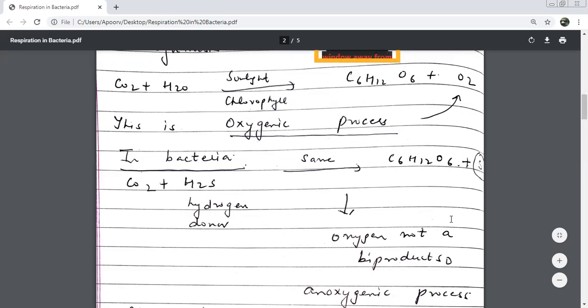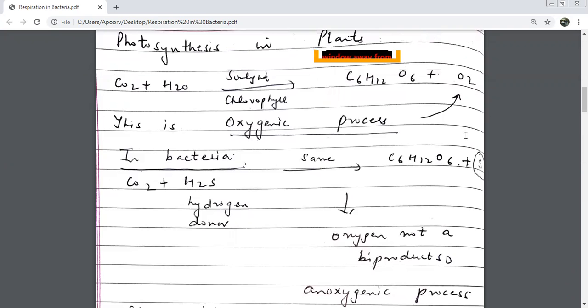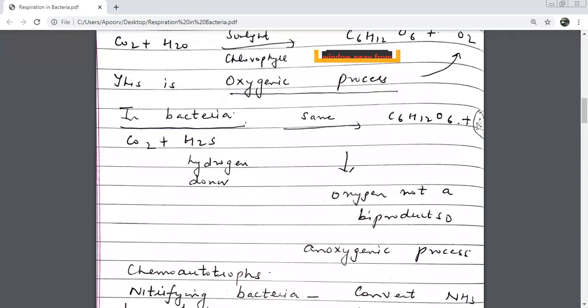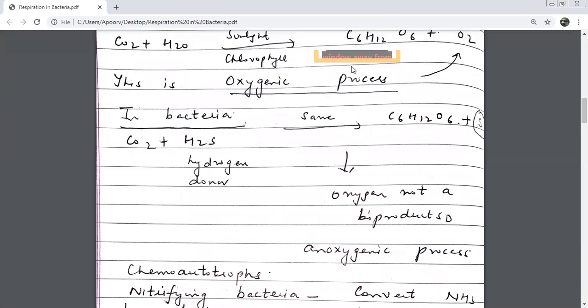So what is the byproduct? Oxygen is not a byproduct. Rather, what is the byproduct? It is sulfur. Such kind of photosynthesis is known as anoxygenic photosynthesis. This was oxygenic because the byproduct was oxygen. Here the byproduct is not oxygen, it is sulfur. So such kind of photosynthesis is also known as anoxygenic photosynthesis, or simply you can call it an anoxygenic process. Abhi to I'm just telling you about how bacteria photosynthesize.